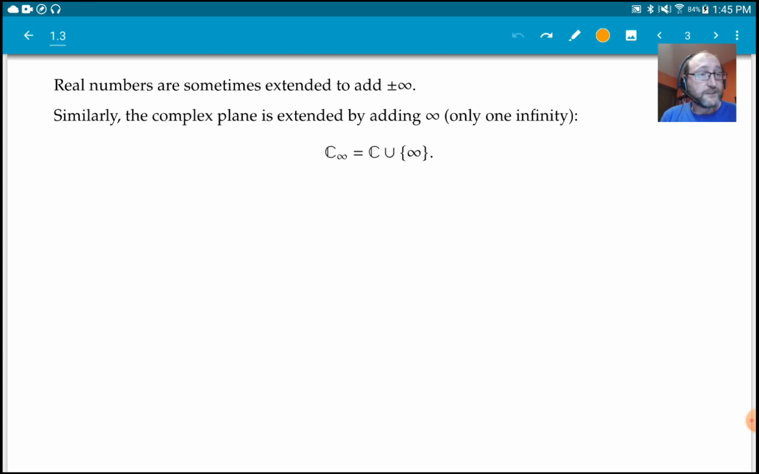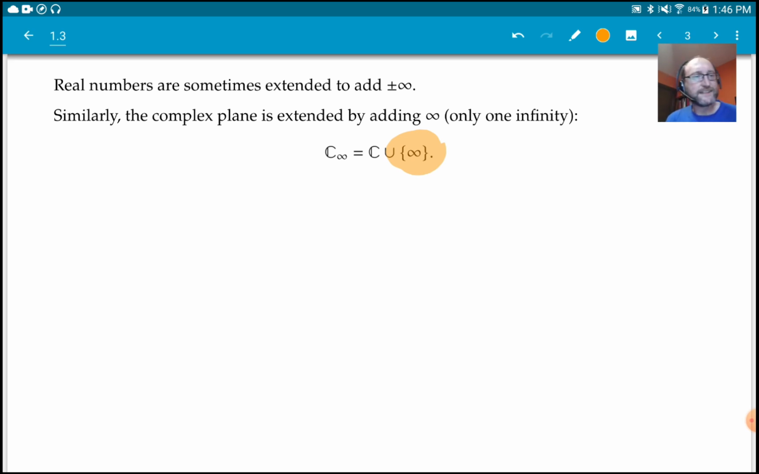Now, similarly, we can do this with complex numbers, and we're only adding one infinity here. That's really because for real numbers you have order, and everything is actually defined by the order. The topology, the taking of limits and everything, is defined by an order on the real numbers, right? The plus infinity is something that's bigger than everything else, and minus infinity is something that's smaller than everything else.